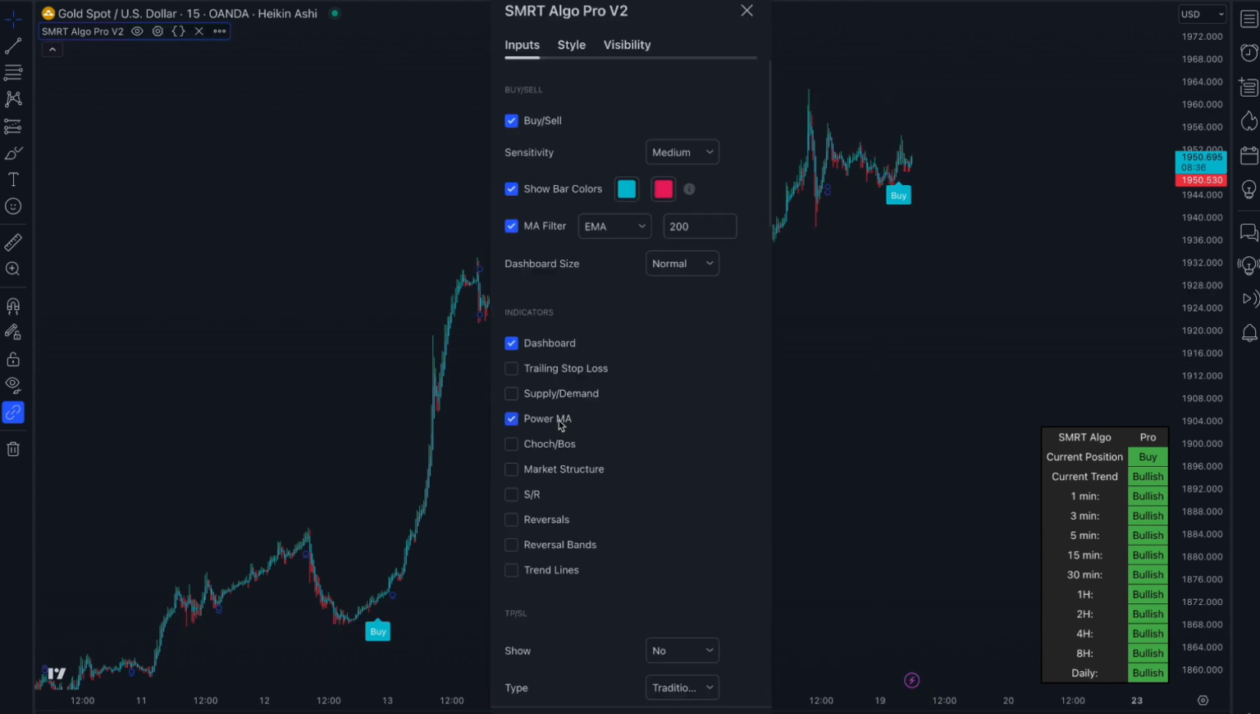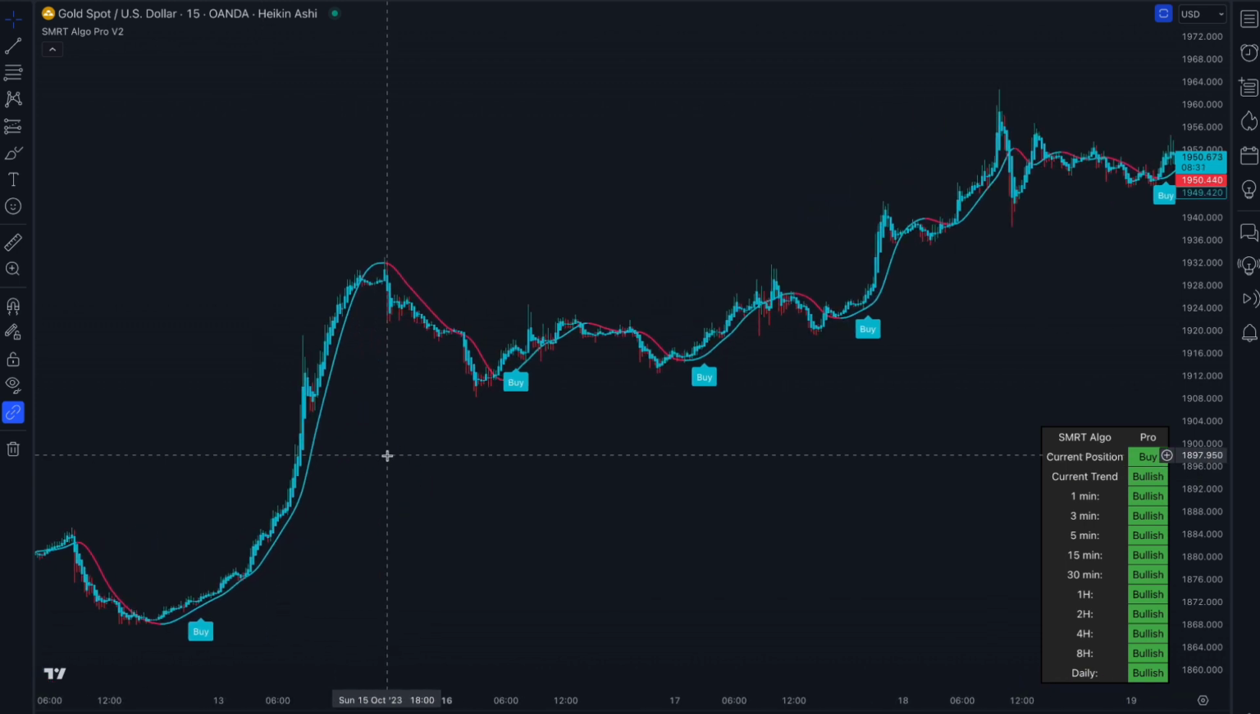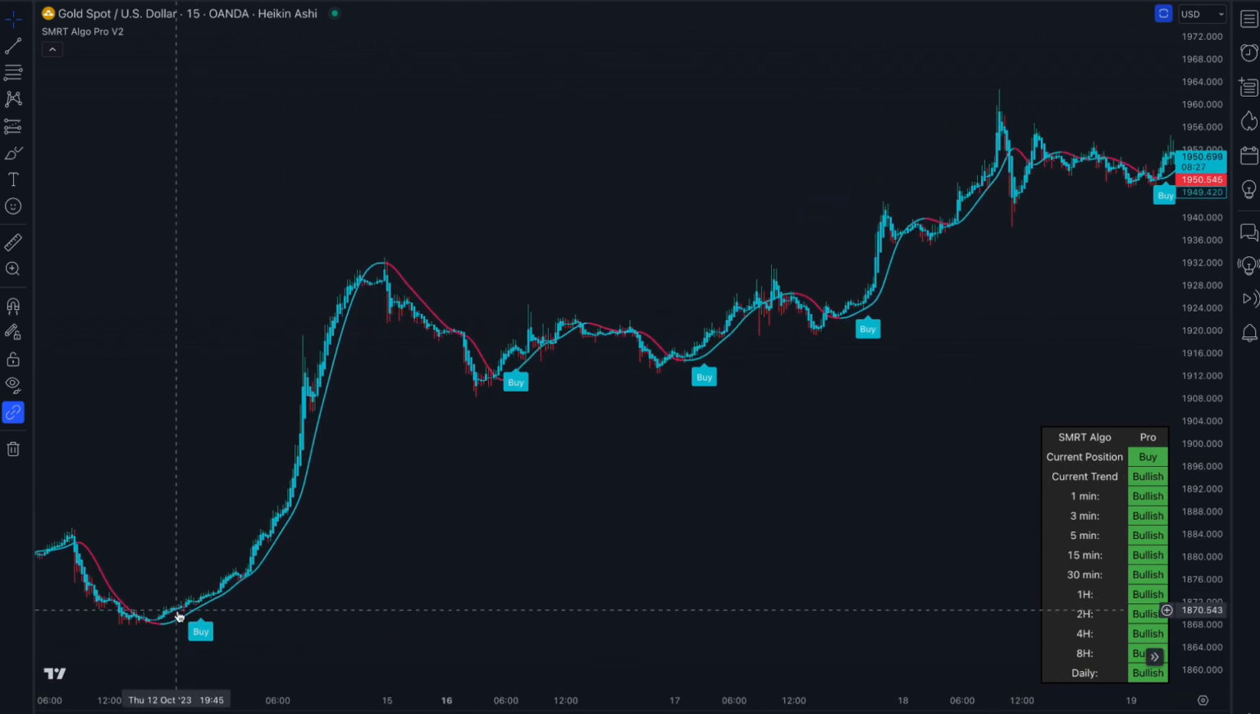So the power moving average is our version of the moving average. It sticks closely to the price. For example, if you see here, if price is above the moving average, it shows that it is in a short-term uptrend, and if price is below, it shows that price is in a short-term downtrend. And the moving average will change color depending on the direction of the trend.